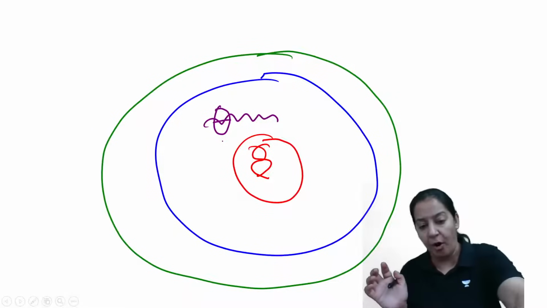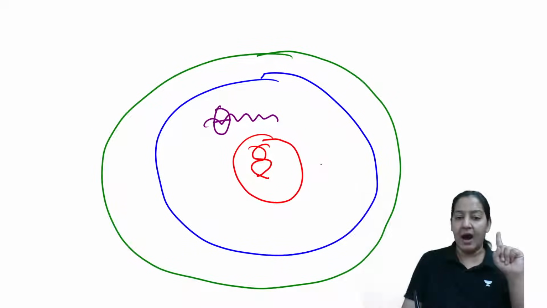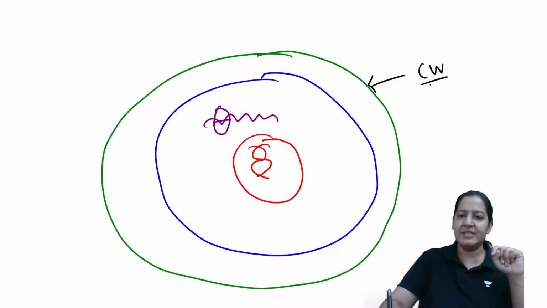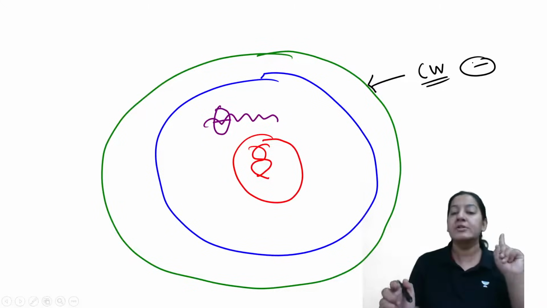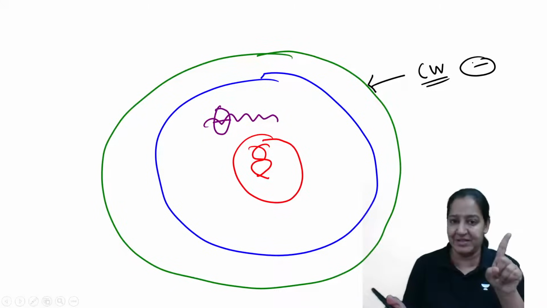Now there are 4 types of antibiotics. Starting from the outer side, there are some antibiotics which inhibit cell wall synthesis. So cell wall synthesis will not occur and the bacteria will die. So these are cell wall synthesis inhibitors.